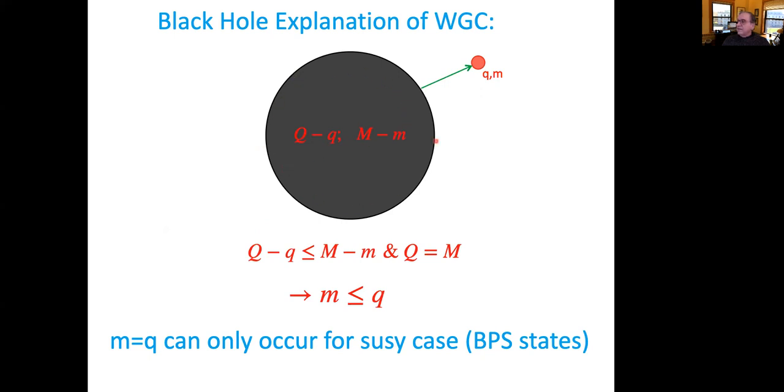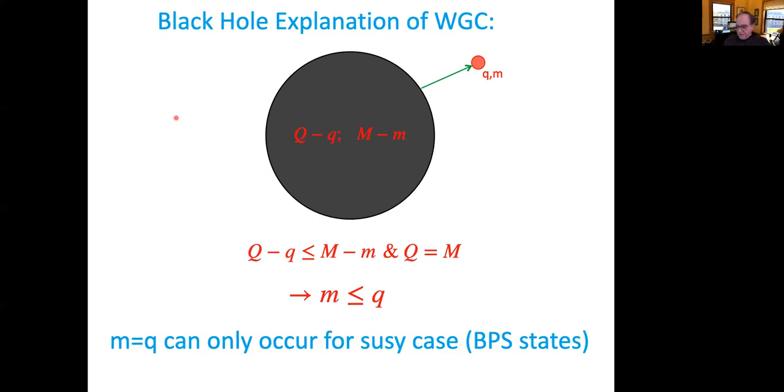But the remaining black hole should satisfy the property for a consistent black hole, for which, as I had already told you, the net mass should be bigger than or equal to the charge. But you started with the mass equal to the charge. And therefore, if you put these together, you find that the small m, instead of being bigger than q, is actually less than q. So the elementary particle mass should be less than the charge such that the big black hole can decay. So you should have elementary particles in your theory such that their mass is less than or equal to charge. The extremal case that M equals Q can also occur for supersymmetric cases, and these are called the BPS states. So these are exceptional cases, but typically mass is less than Q. So this is again a black hole explanation of the weak gravity conjecture.